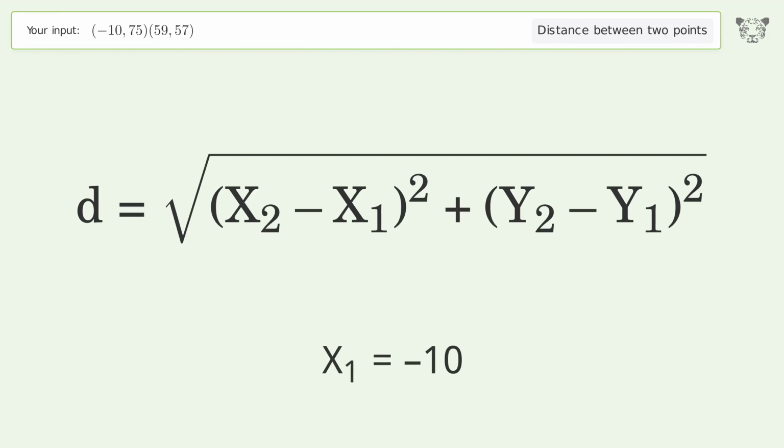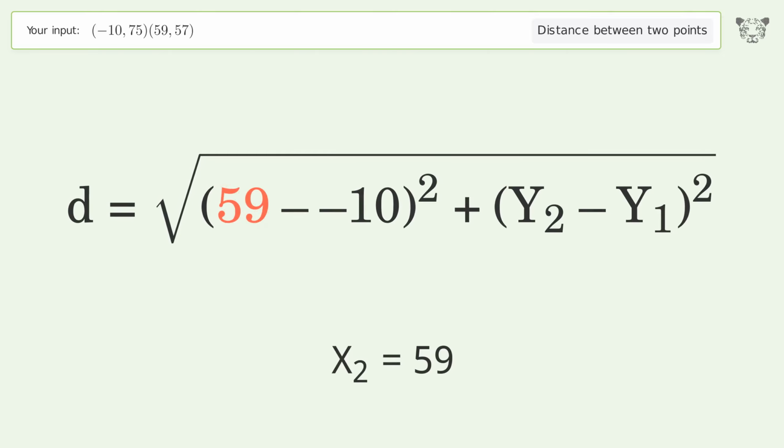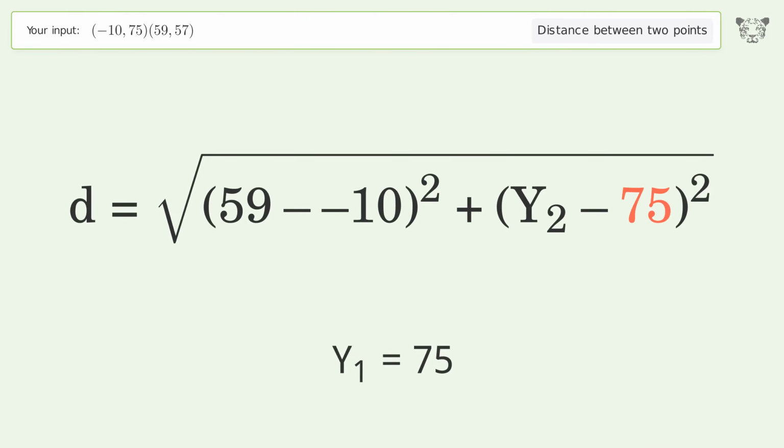x1 equals -10. x2 equals 59. y1 equals 75. y2 equals 57.